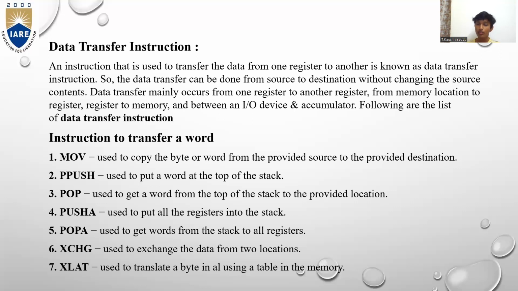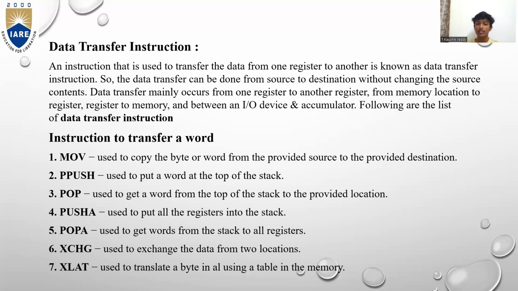Following is the list of data transfer instructions. Instructions to transfer a word: MOV is used to copy a byte or a word from the provided source to the provided destination. PUSH is used to put a word at the top of the stack. POP is used to get a word from the top of the stack to the provided location. PUSHA is used to put all the registers in the stack. POPA is used to get words from the stack to all registers.